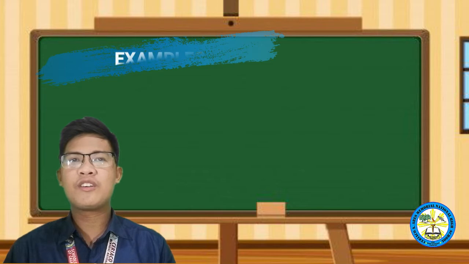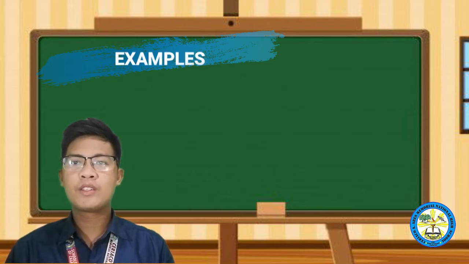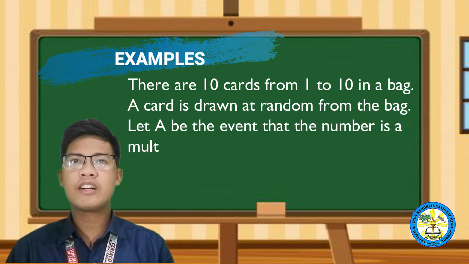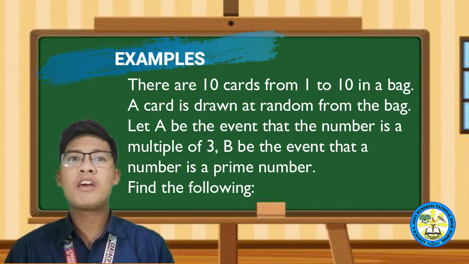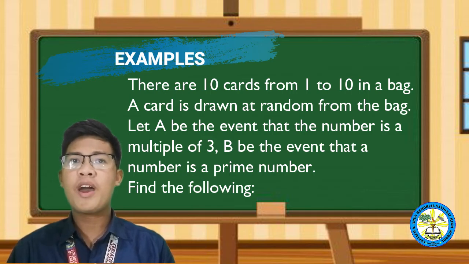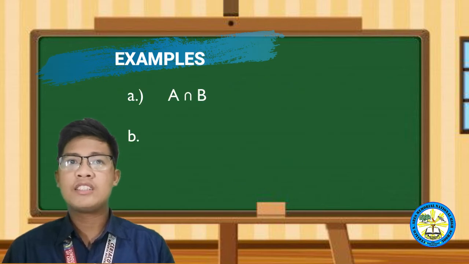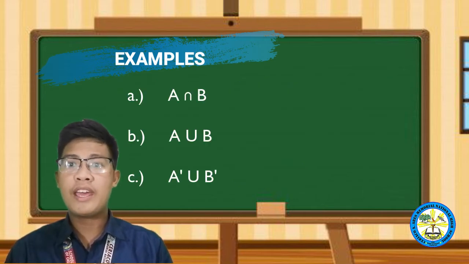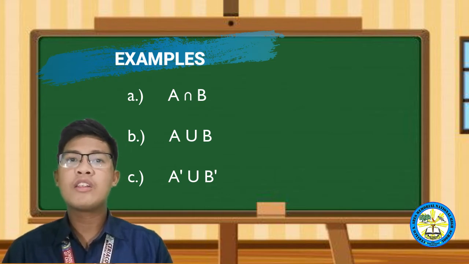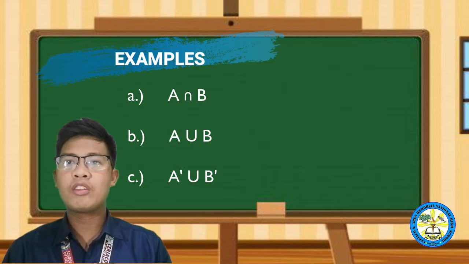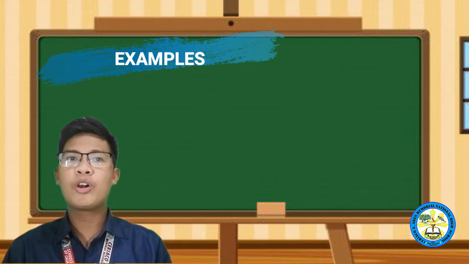Okay, let's try to answer the different examples in your learning activity sheet. For example number 1, there are 10 cards numbered from 1 to 10 in a bag. A card is drawn at random from the bag. Let A be the event that the number is a multiple of 3, and B be the event that the number is a prime number. Find the following. For letter A, you need to find the intersection of A and B. For letter B, you need to find the union of event A and event B. And for letter C, you need to find the union of your A complement or A prime and your B complement or B prime.